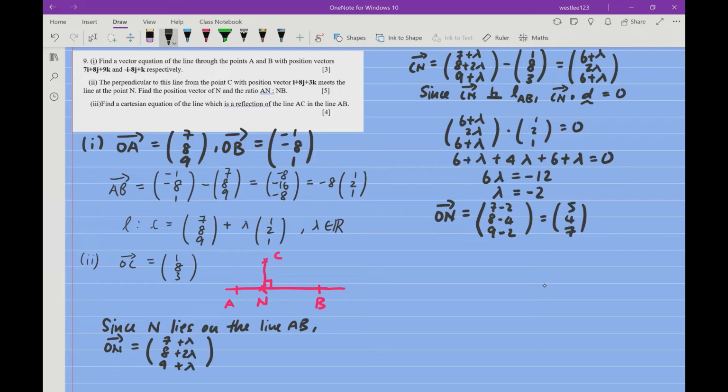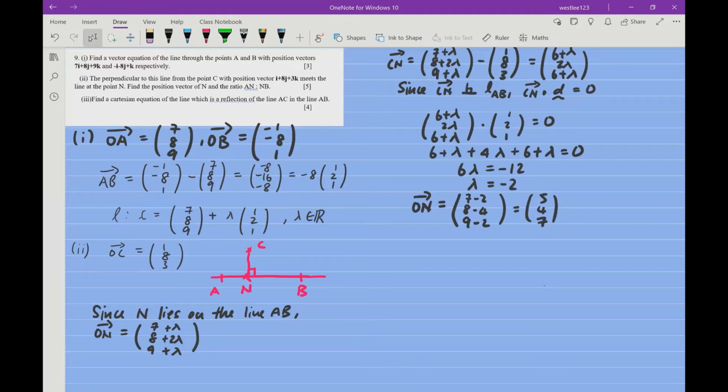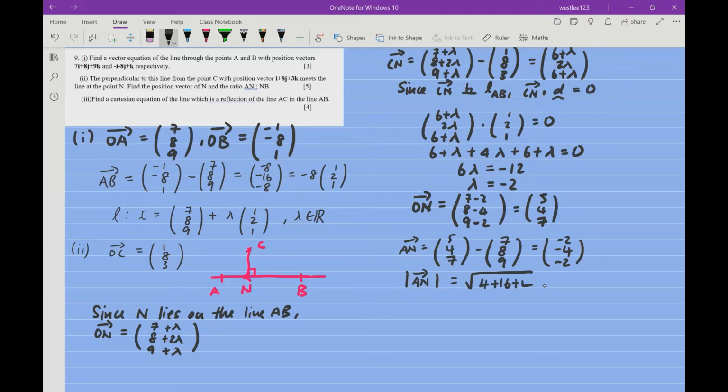Okay. So that is only the first part of the question, finding the position vector of N. The next thing we need is the ratio of AN to NB. Okay, so first of all, we need to find out what the position vector of AN is. So AN equals ON, endpoint minus starting point, minus OA. This will give us -2, -4, -2. So the length of AN equals square root of 4 plus 16 plus 4, which is square root 24 units.